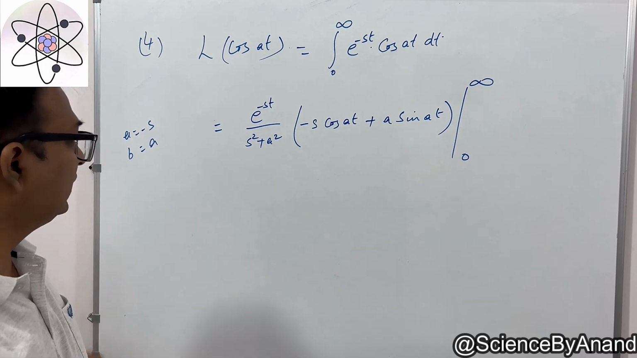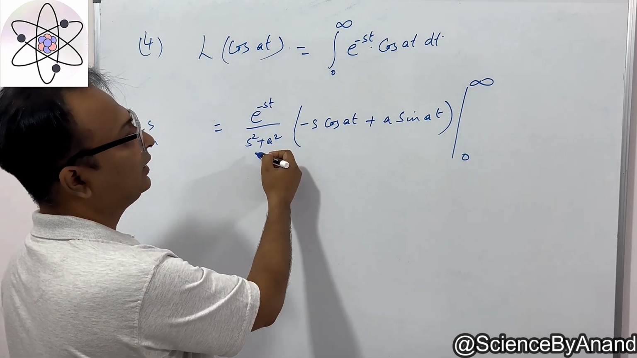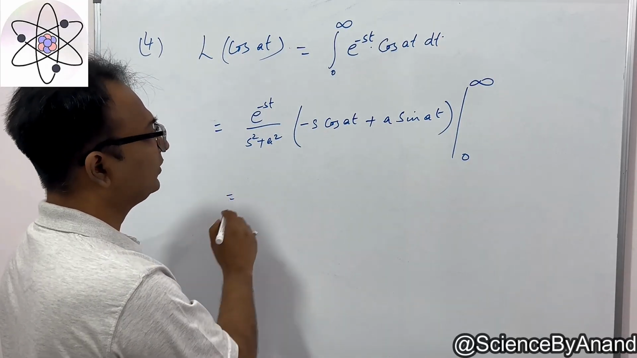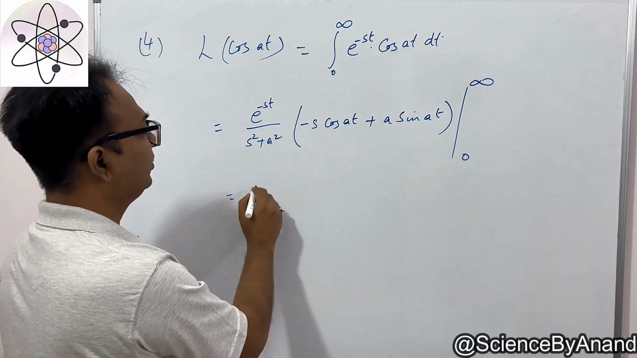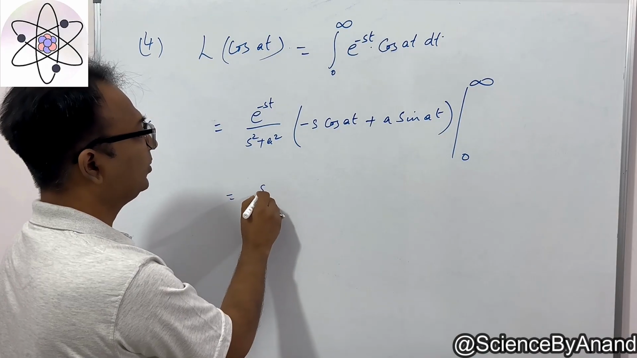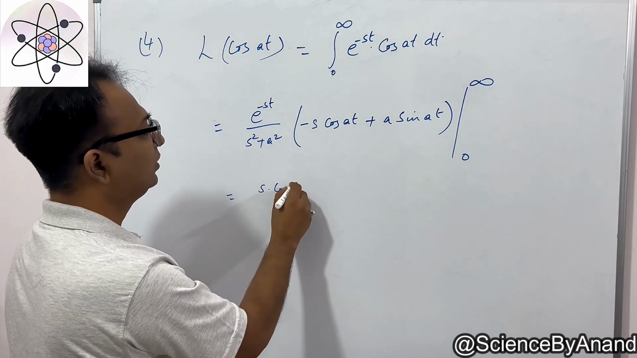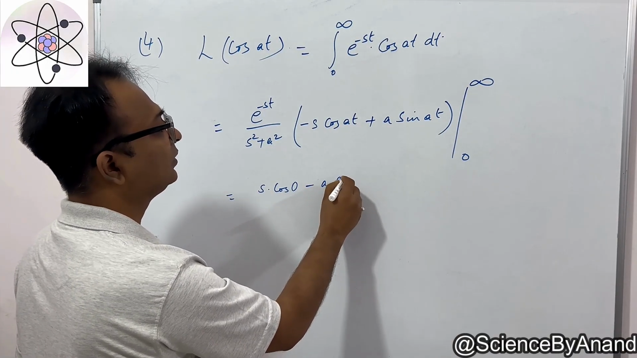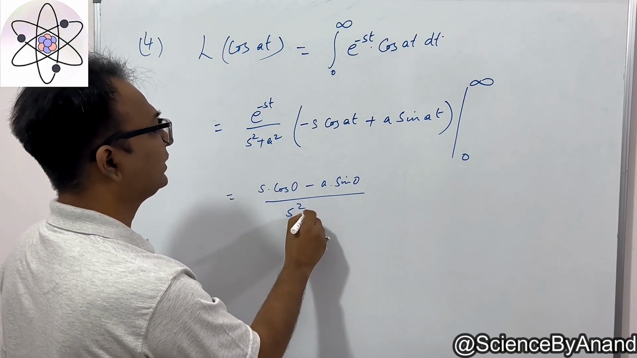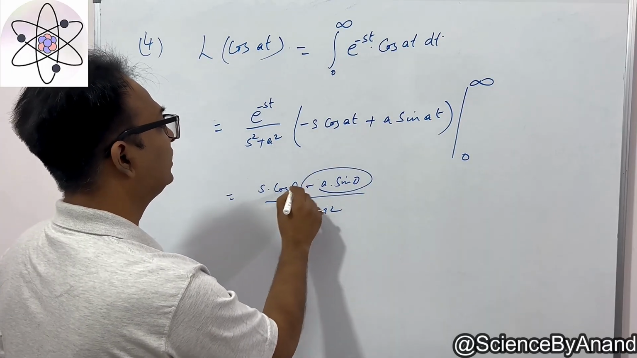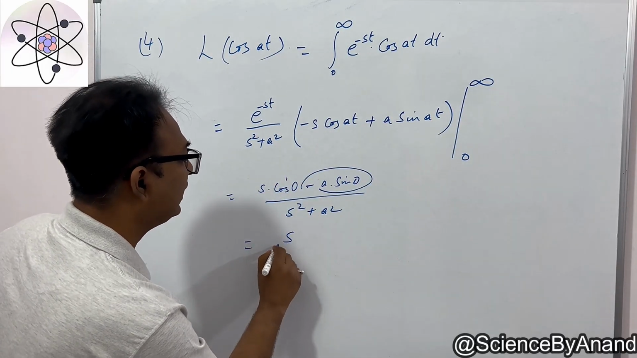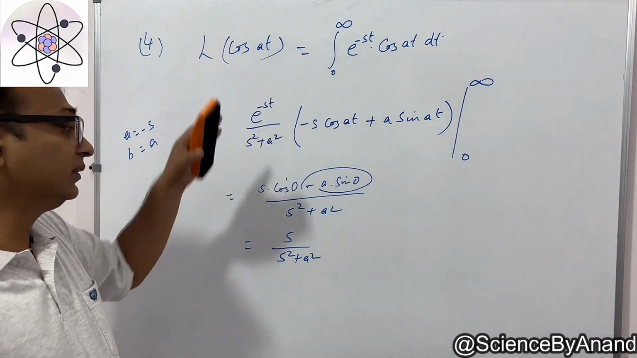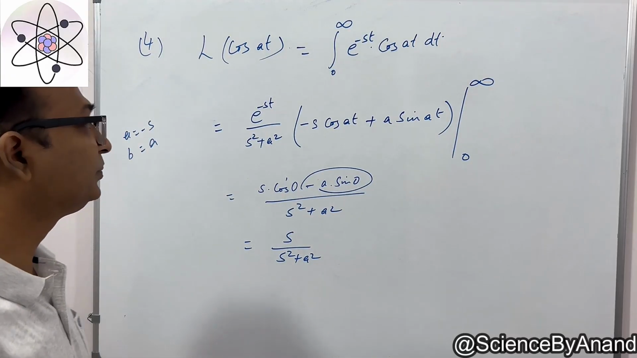When it's infinity, this will become 1 by infinity, so this will be 0 minus this term. So minus of this term will be here. What it will be? Minus minus plus, so this will be cos of 0 minus a into sine of 0 by s square plus a square. This is 0, this is 1. So what we get? s by s square plus a square. So Laplace transform of cos at is s by s square plus a square.